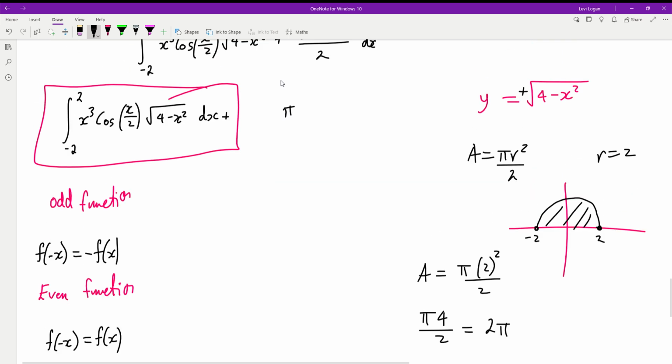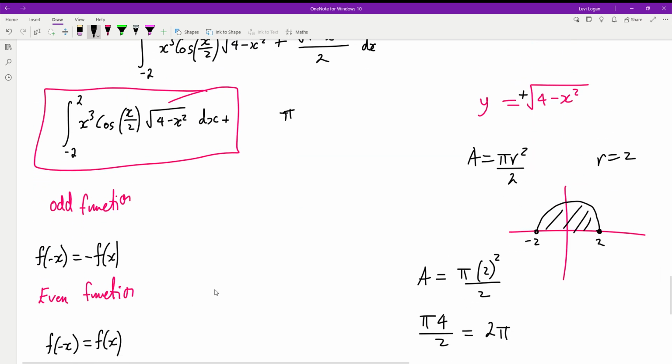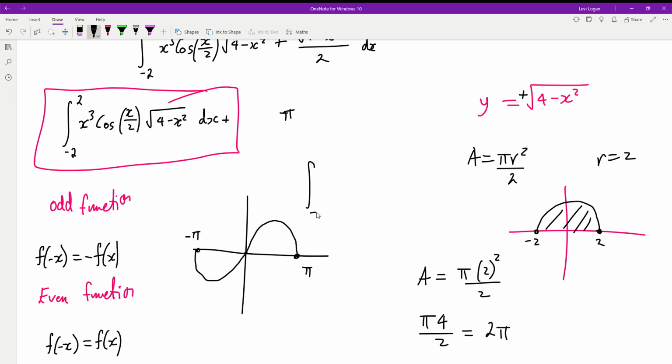So if you integrate an odd function over symmetrical bounds, the integral will be 0. What I mean by that is, let's say we had our sine function again, except just from pi to negative pi. If you were to integrate negative pi to pi of sine x, you should get 0. Even though its area isn't 0, the integral itself is 0. The reason why is because this area is the exact same size as this area, except this one is negative.